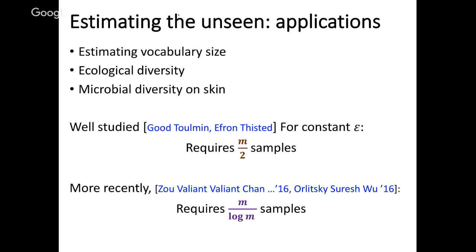Oh, okay. So for example, Good and Tolman said that if I see M over 2 samples, so if N is M over 2, I'll be able to say what's going to happen at M. With a constant epsilon, and the constant is the error constant? Yeah, the accuracy. Oh, okay. So if you want a constant accuracy, with half the samples, you'll be able to say what's going to happen in the future. Oh. And in this more recent work, they showed that when N, the number of samples you get, is more than M over log M, you'll be able to say what's going to happen at M.